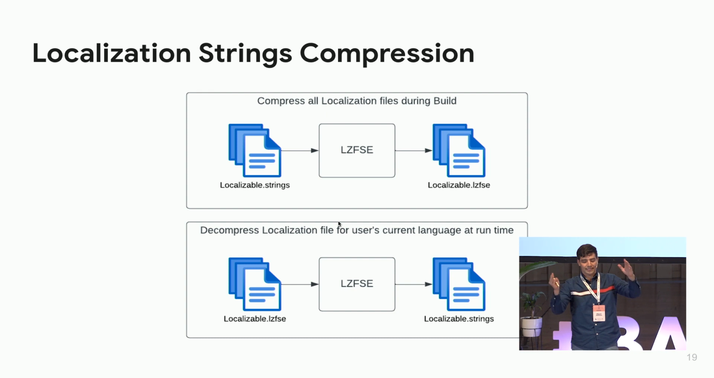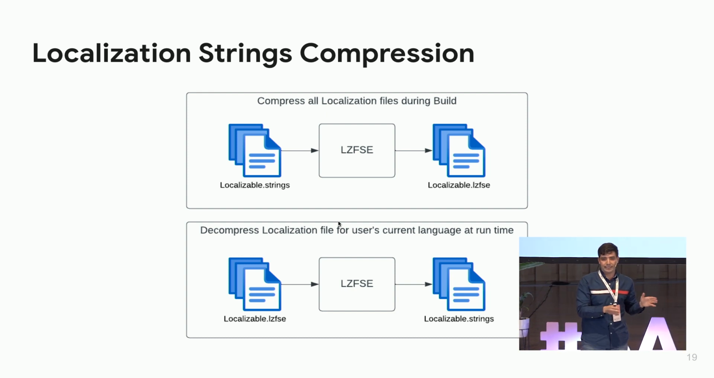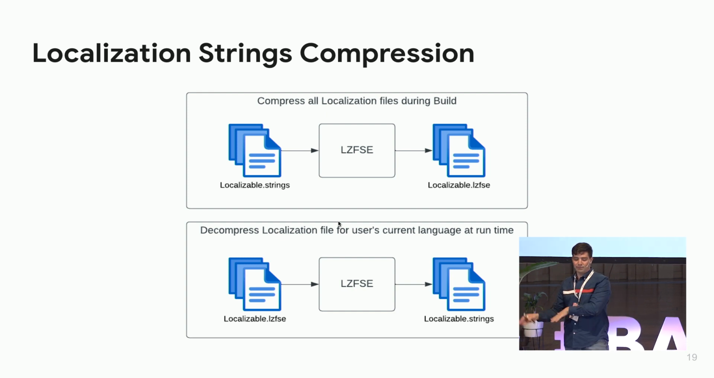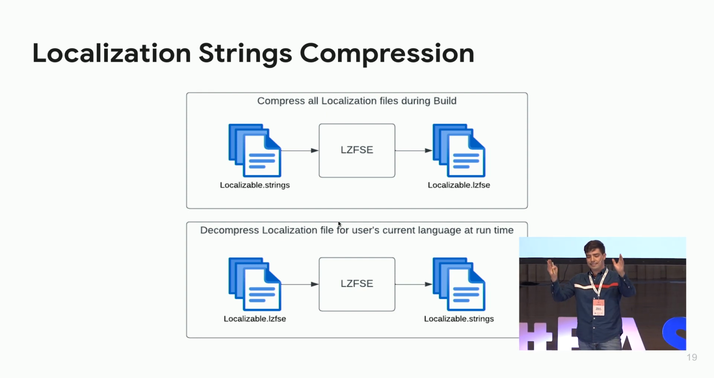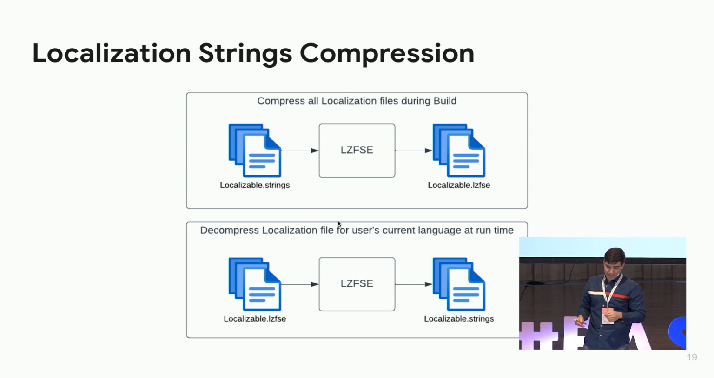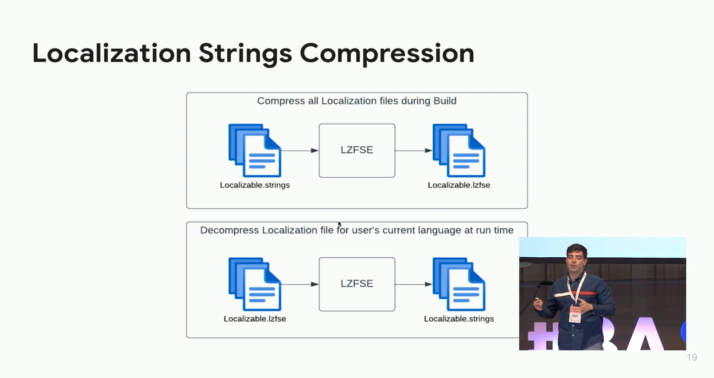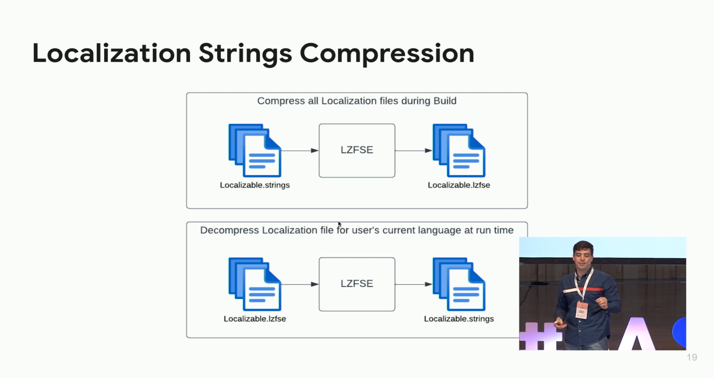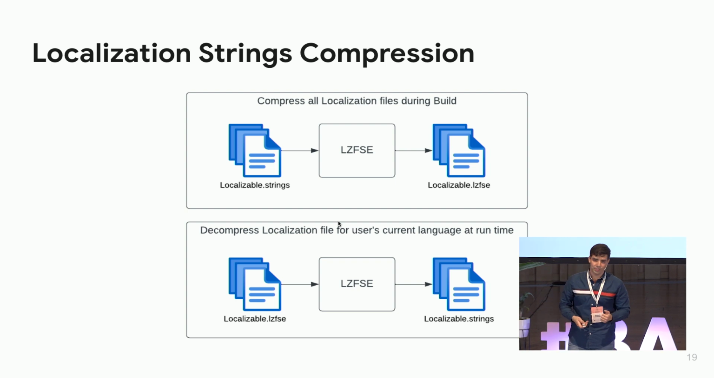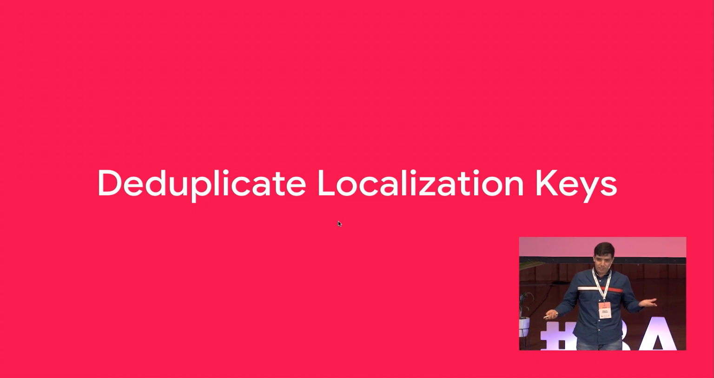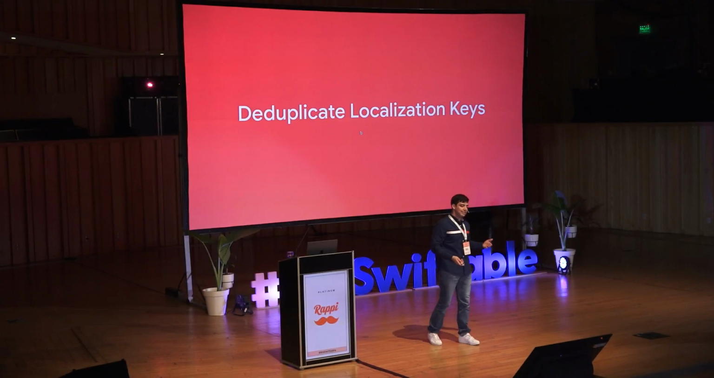So this is basically the idea. When you're building your app, you're going to take the standard localization strings files that you already have. You're going to feed that into the compression algorithm, and that's going to spit out the compressed data. That happens at build time. And then at runtime, you're going to take the compressed files, feed that into the algorithm, and you're going to uncompress and get the uncompressed data. So the trick here is to only open and only uncompress the file associated to the user's current language. And pretty much that's the idea. It's pretty simple, and we're going to see how that is implemented later on.